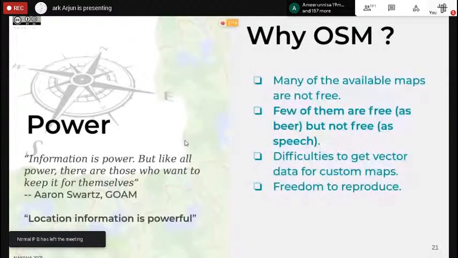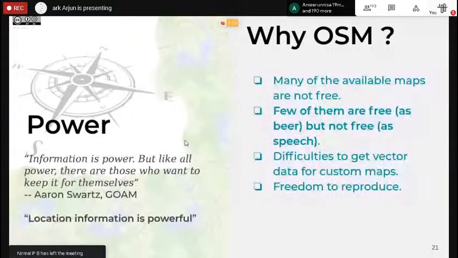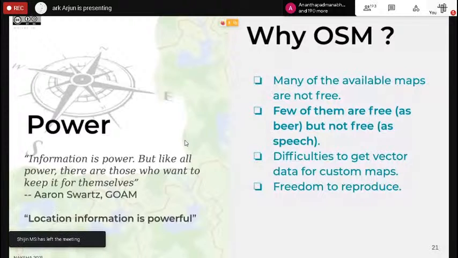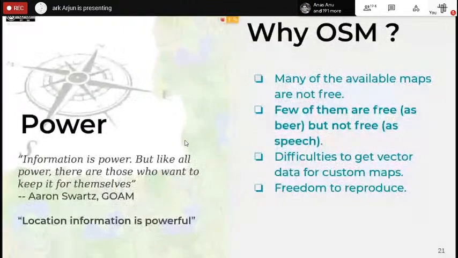Have you tried to get a print of a portion of a Google map for any purpose? You cannot print those maps; you can only take a screenshot and print the screenshot. But in the case of OSM, you can download the OSM datasets and print them in any resolution. Freedom to reproduce. You can use the OSM data, reproduce it, make custom maps, and even make maps and sell them. No one is holding your hands.